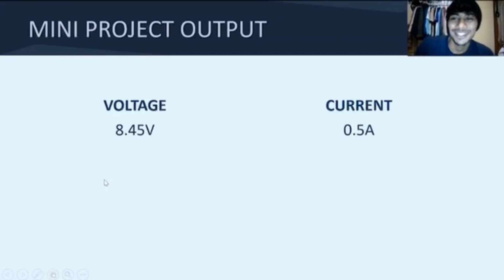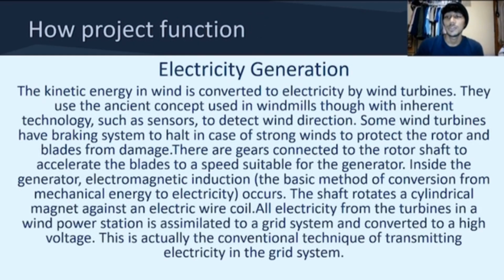Hi, my name is Muhammad Safi Arif. For our mini project output, for voltage we got 1.45 volts. For current we got 0.5 ampere. How the project functions: electricity generation.